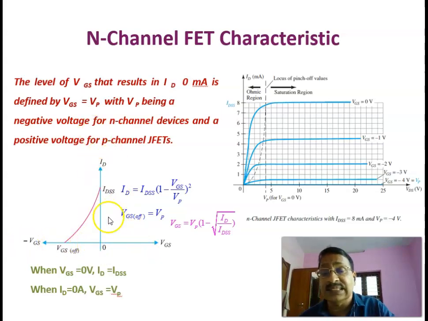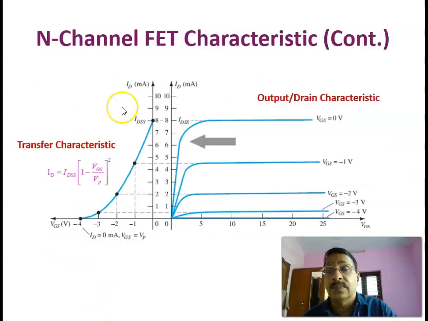As you know, in an N channel JFET, VGS is always negative because that junction is reverse biased. The gate to source junction is reverse biased, therefore always negative. And corresponding to the pinch off voltage, VGS equal to VP, ID will become 0. That is very clear from this equation: as VGS equal to VP, current will become equal to 0. Therefore, you are getting a 0 current. This is as per Shockley's equation.